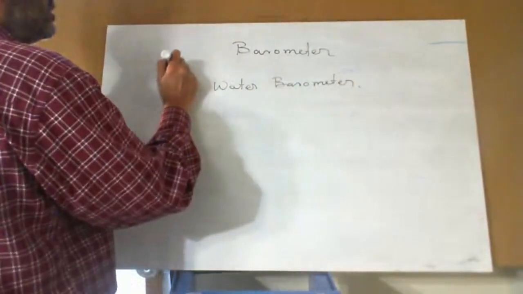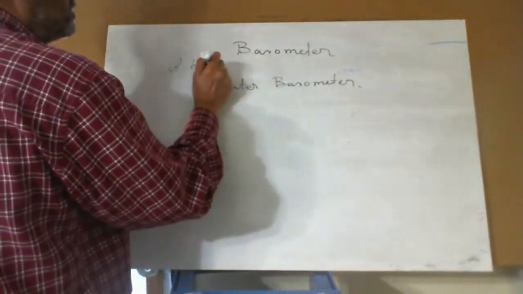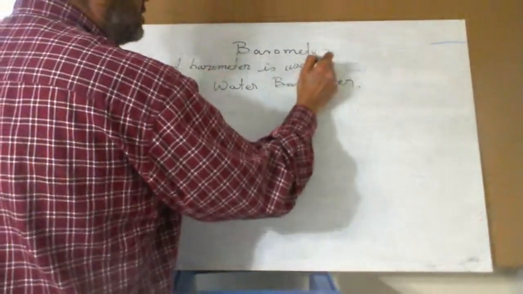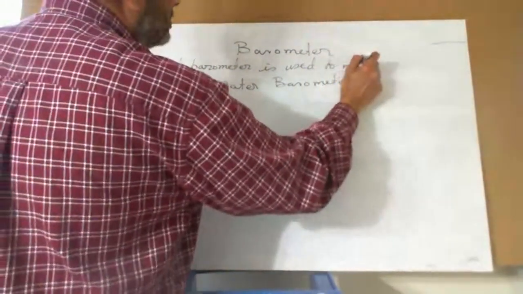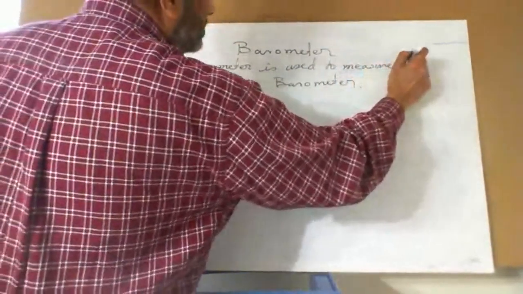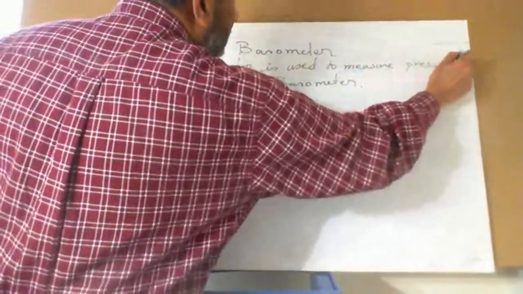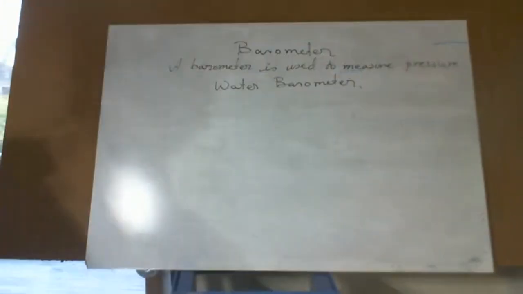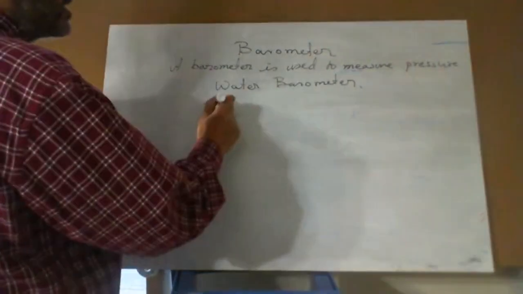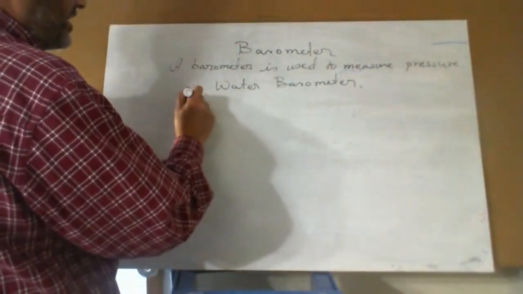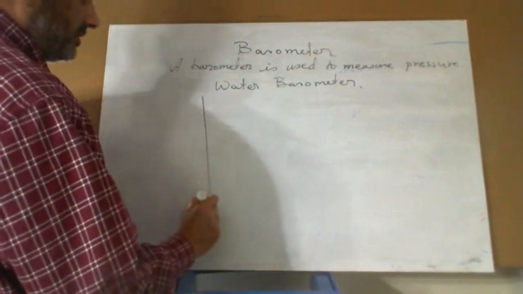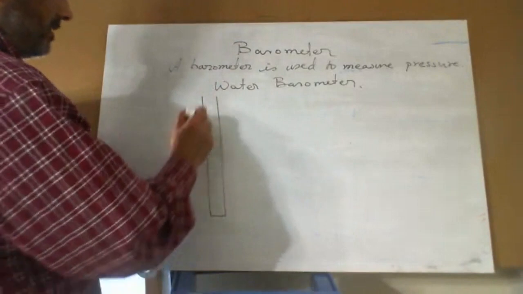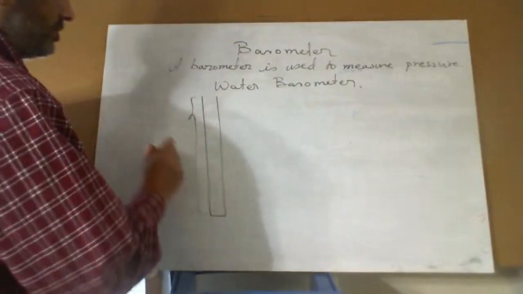A barometer is used to measure pressure. So a barometer is used to measure pressure, right? A simple barometer is a water barometer. So if I take a tube, right? Let's say it's an 11-meter tube.